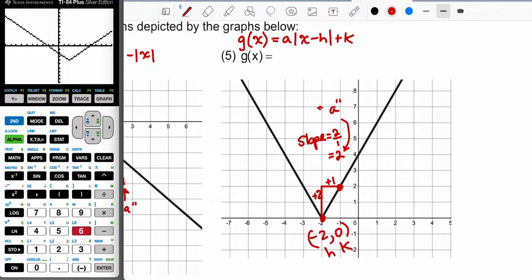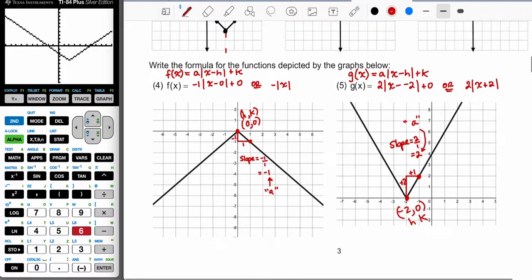All right. So my equation would be 2 absolute value of x minus, the minus is built in, x minus a -2 plus 0. You can skip that one step and just write it as 2 absolute value of x plus 2 plus 0, or just leave off the plus 0. That's fine also. So not too bad. You can pull that information from the graph pretty easily. What we're going to do is switch to the packet now. Hang on to that sheet because that's going to be part of your assignment. But we're going to learn about piecewise functions.